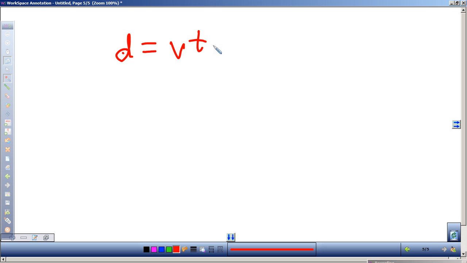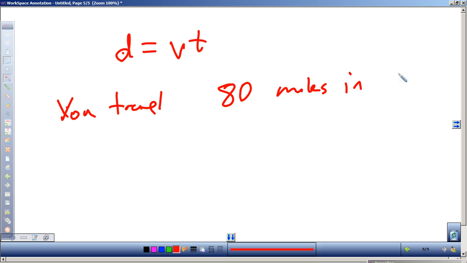We can calculate the average. So if I told you you travel 80 miles in 2 hours, you can calculate your average velocity, right? Distance traveled divided by time. However, this does not tell us our speed at any given time. This tells us our average. So velocity average.